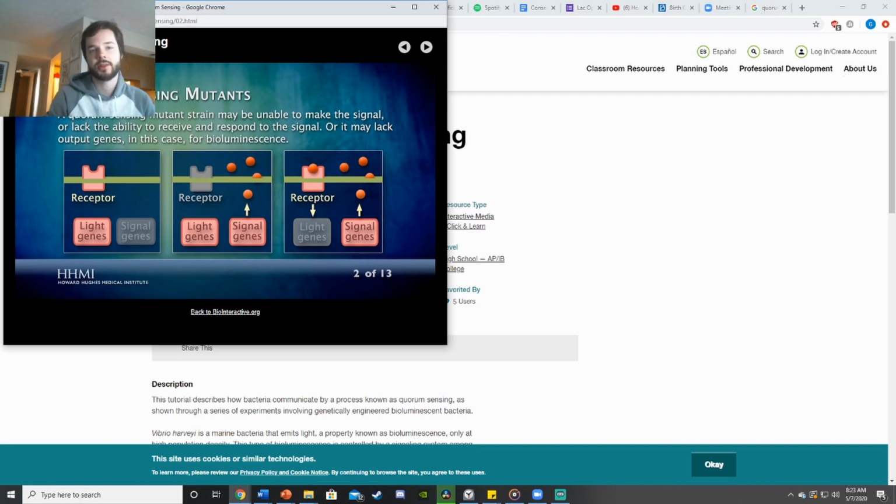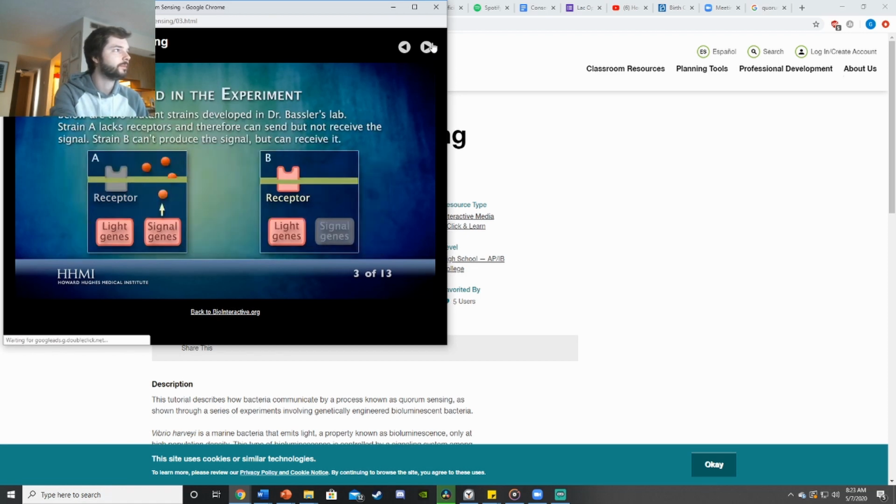So just like yesterday, we're going to look at some examples of mutants. So some mutations where one of these three parts doesn't work. What happens when the signal gene doesn't work, what happens when the receptor doesn't work, and what happens when the light genes don't work. So let's look at these one at a time. We've got two mutants here that we're going to start with.